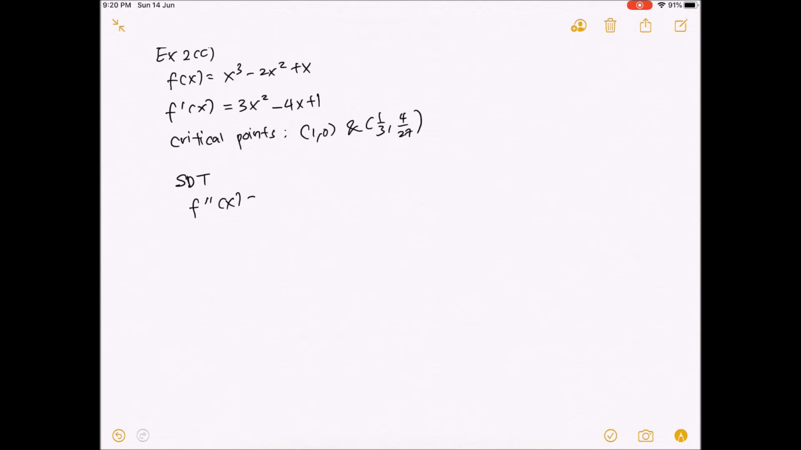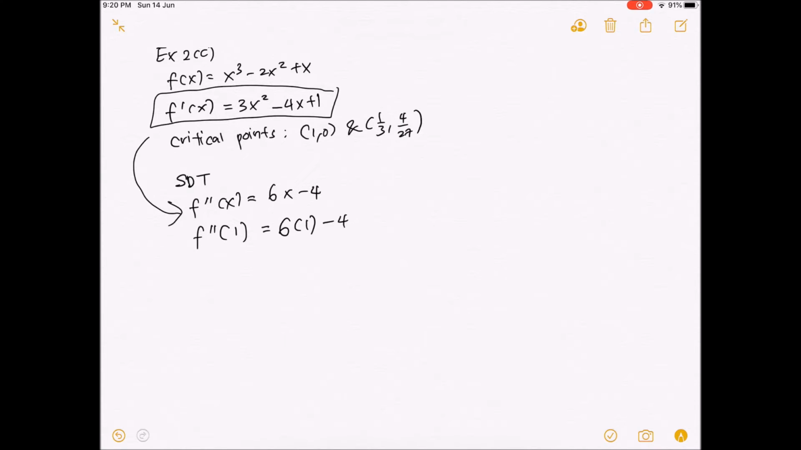So f double prime x will be 6x minus 4. Okay, differentiate again the f prime to get the f double prime. So we test our first critical point, which is (1, 0). So x is equal to 1.